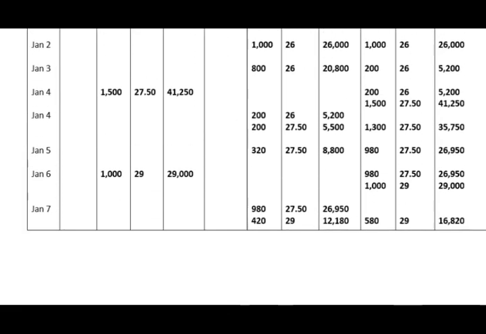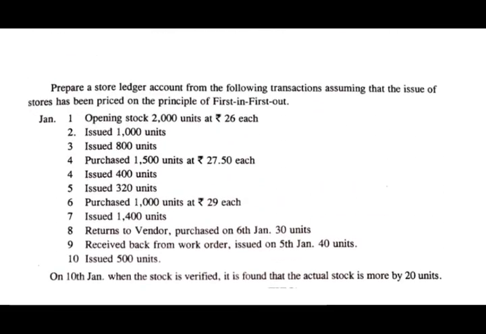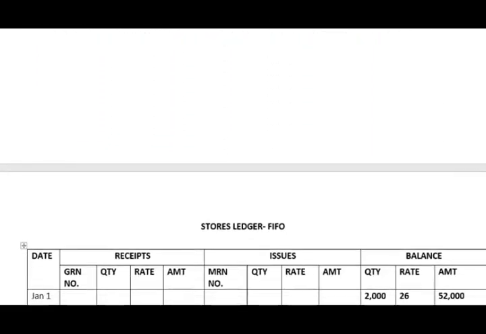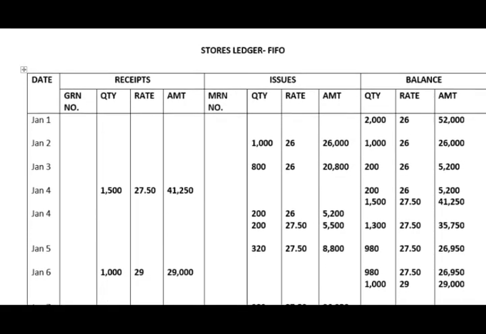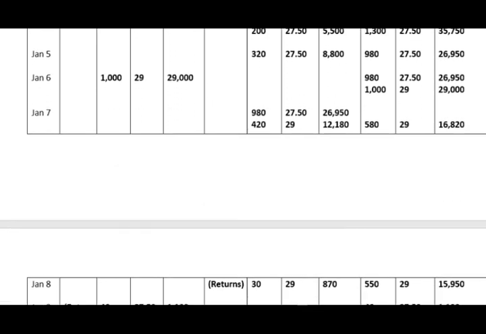So this is the question and the answer. I'll just show it again. This is the entire stores ledger.